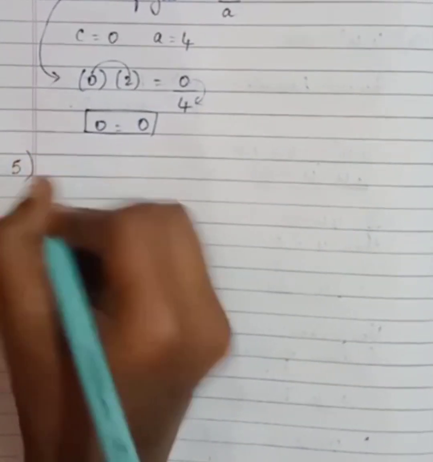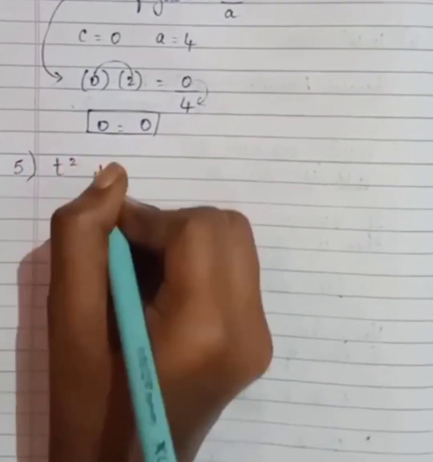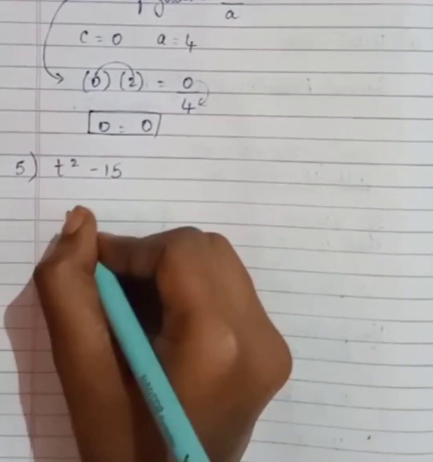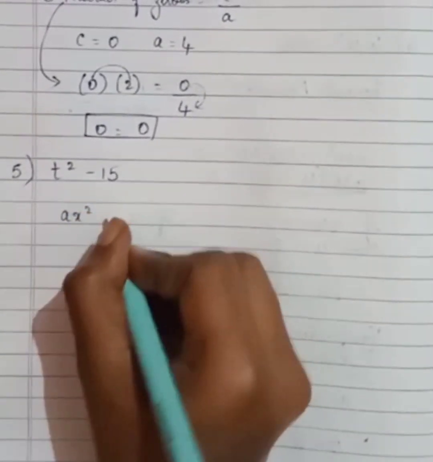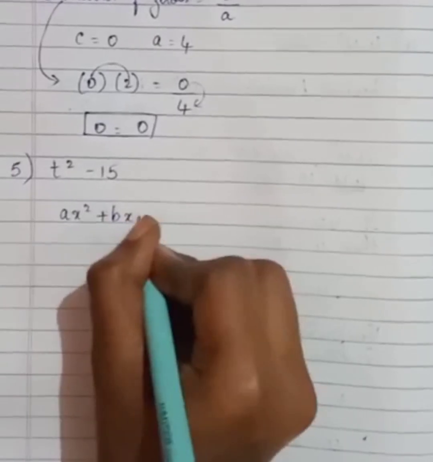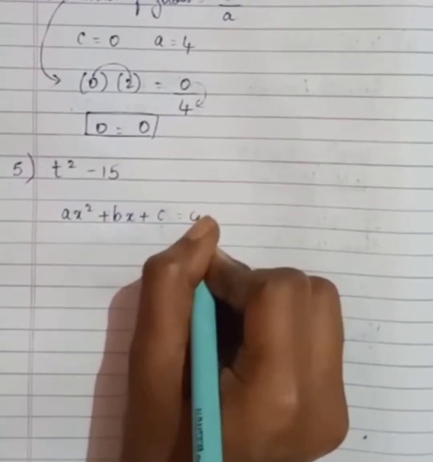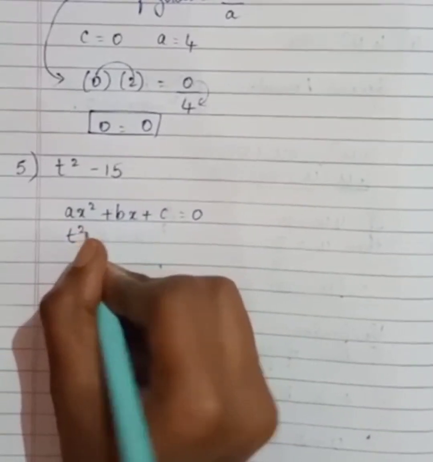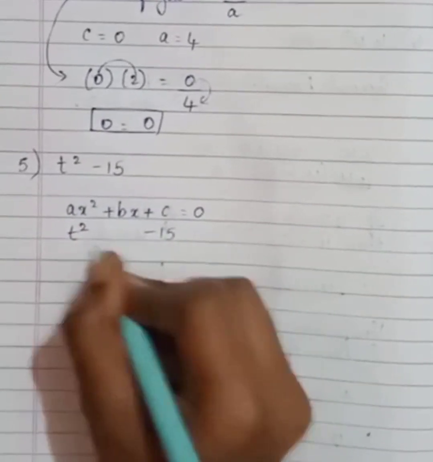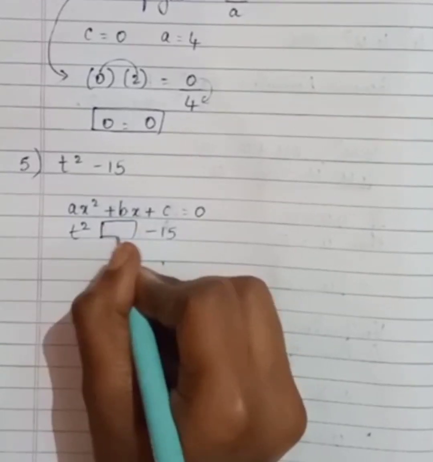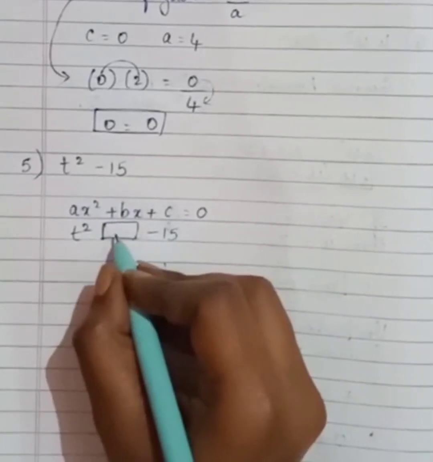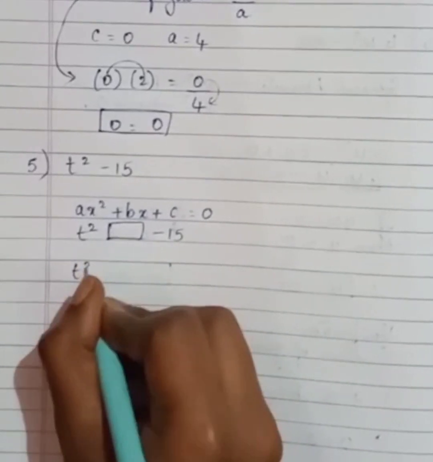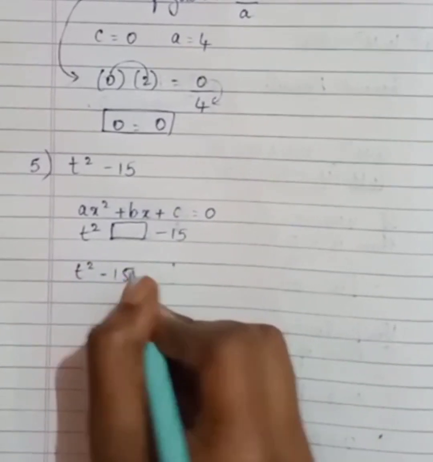Our next question is t square minus 15. Again you can see that when we compare the given question with the general formula of the quadratic equation, we have t square and minus 15, and here the middle term, that is b, is missing. But here we are not going to assume anything as 0. Our question will be just t square minus 15.